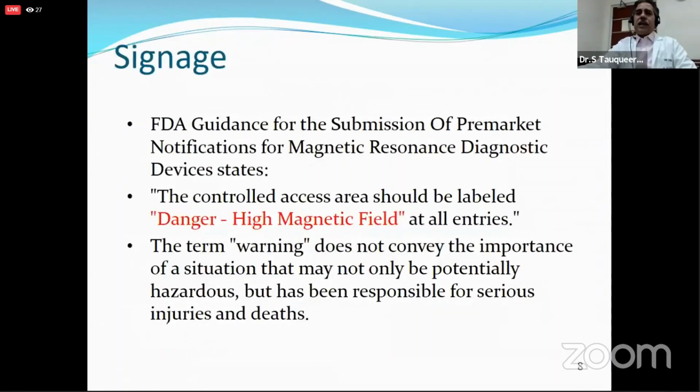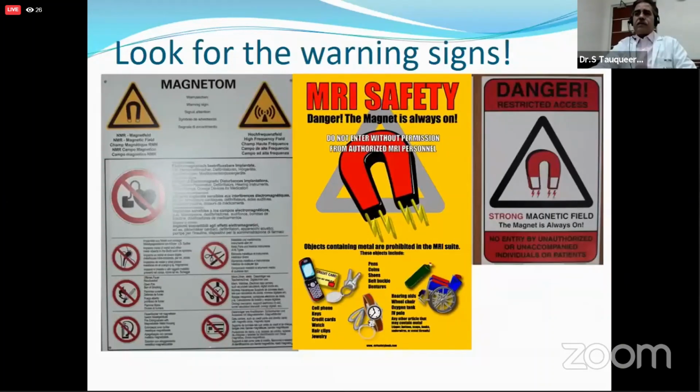Signages: the FDA has approved some of the signages. Signages should be very clear and glaring to the eyes: danger, high magnetic field. The term warning does not convey the importance of the situation, because a very potentially hazardous situation can happen if precautions are not taken. So the signages should be very glaring and right in front of your face. Anybody who comes into this area should see these signages so that one is cautious.